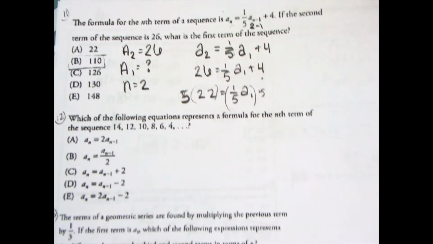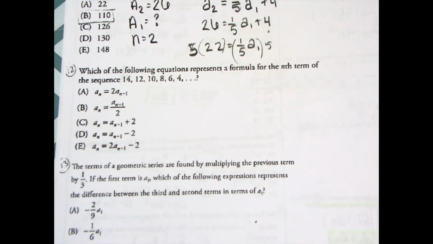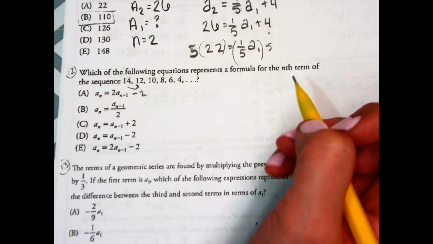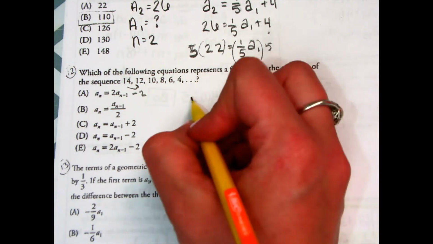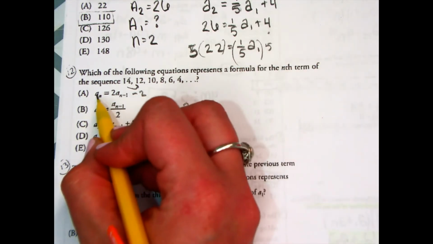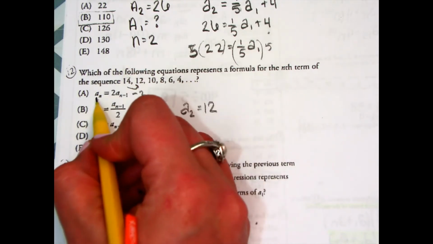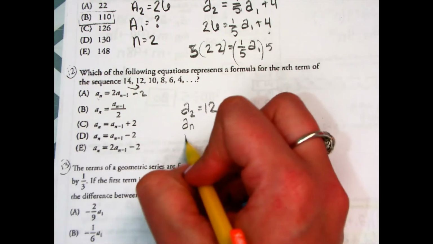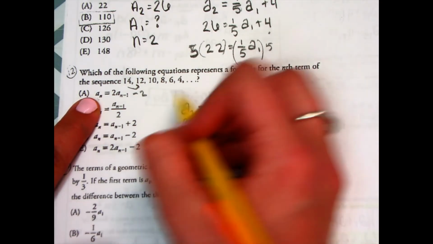Number 12. Which of the following equations represents the formula for the nth term of the sequence? What I would recommend is just guess and check. So I would just test my answer choices. So in these problems, we notice that we are going down by 2 each time. So what I would do is pick a term. So a sub 2, we know is 12. So our n value is 2. So a sub n is 12, so I'm going to test my answer choices.